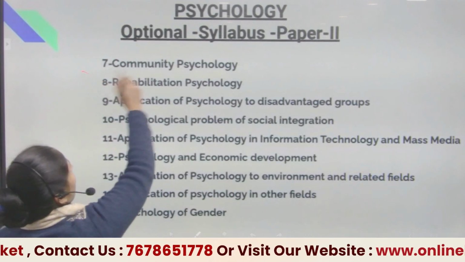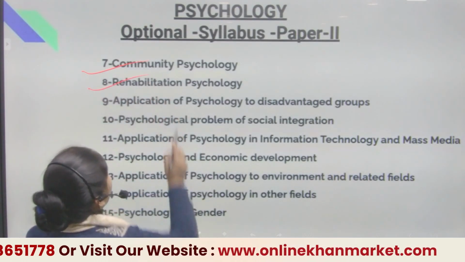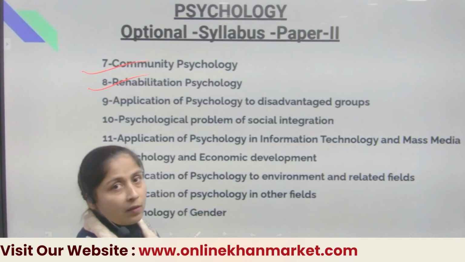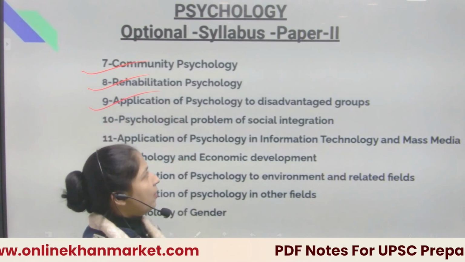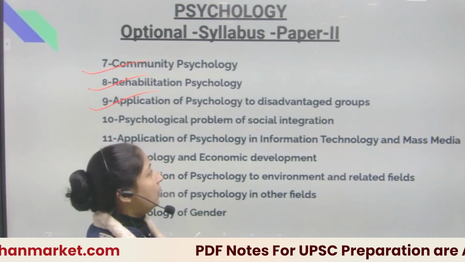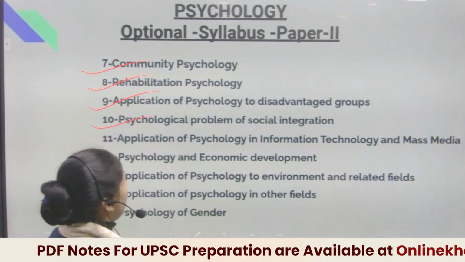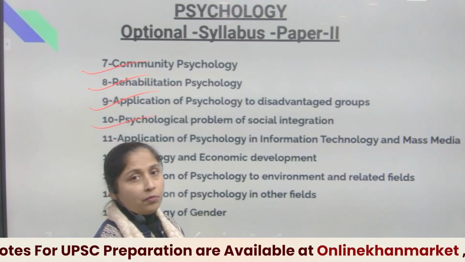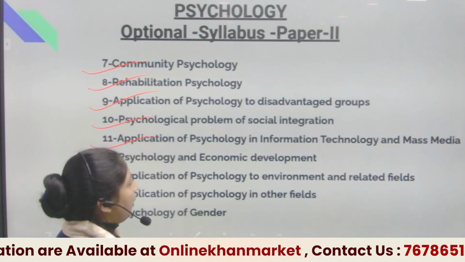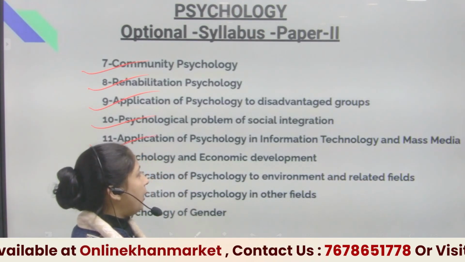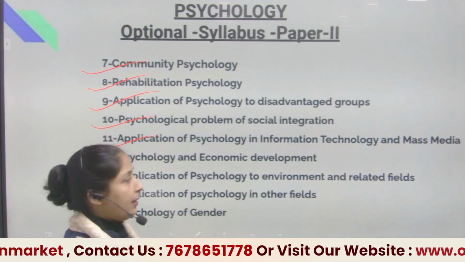Number 7, community psychology. Number 8, rehabilitation psychology. Number 9, application of psychology to disadvantaged groups. Number 10, psychological problem of social integration. Number 11, application of psychology in information technology and mass media.